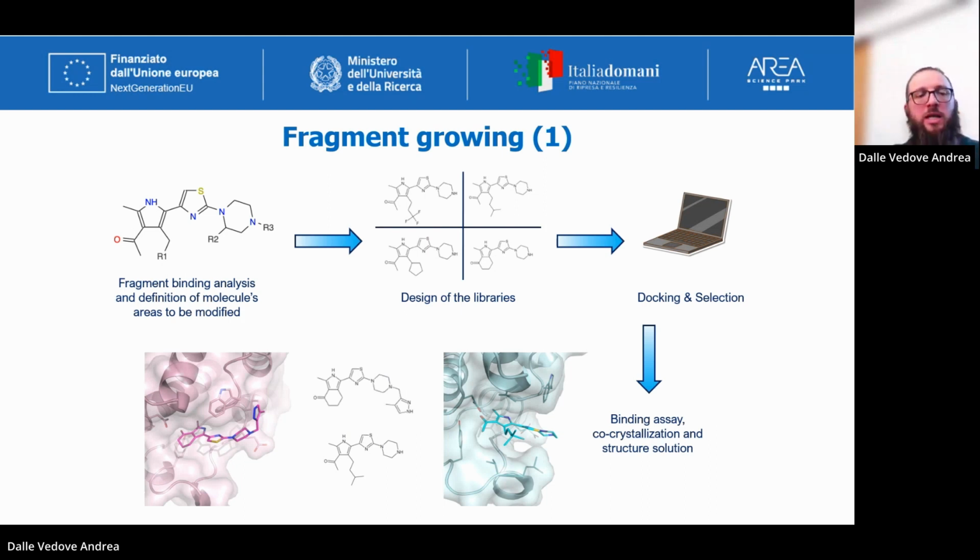So there is one library with R1 modification, one library with R2, one with R3. You dock and computationally select which are those that have the best hope to go on with the process. One thing I omitted is you have to be able to synthesize the molecule.